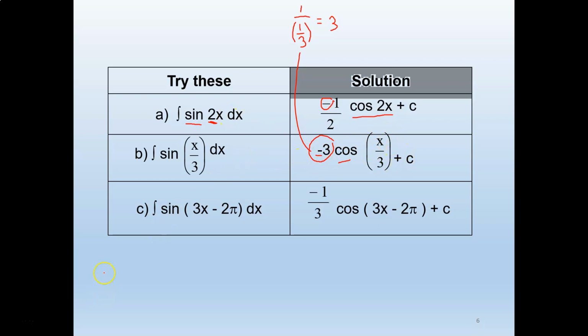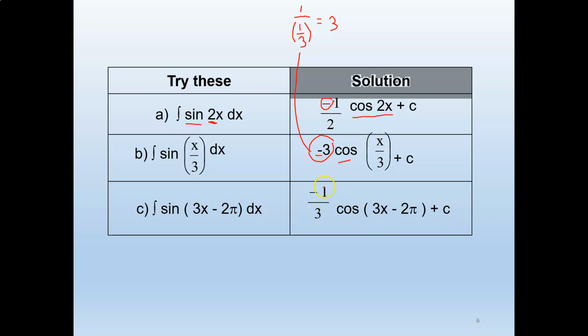And then, for C, integration of sin 3x minus 2 pi dx. Okay, don't worry. I know it seems complicated since we have 2 pi. But slowly, bila kita integrate sine, you're going to have negative cos. Itu first thing you need to know. Negative cos. Then just rewrite apa yang ada dalam bracket. 3x minus 2 pi plus c.